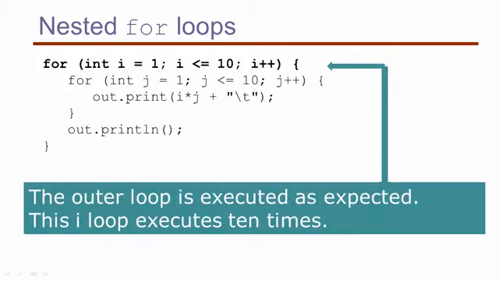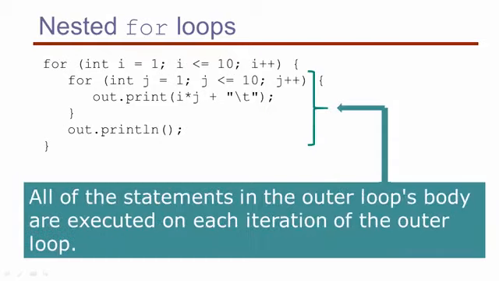So what will actually happen when we execute this code? It seems difficult at first to keep track of all that is going on. In this example, the outer i loop will execute 10 times, for i starting at 1, while i is less than or equal to 10. On each of those 10 iterations of the outer i loop, all the statements of its body are executed. That includes the inner j loop.